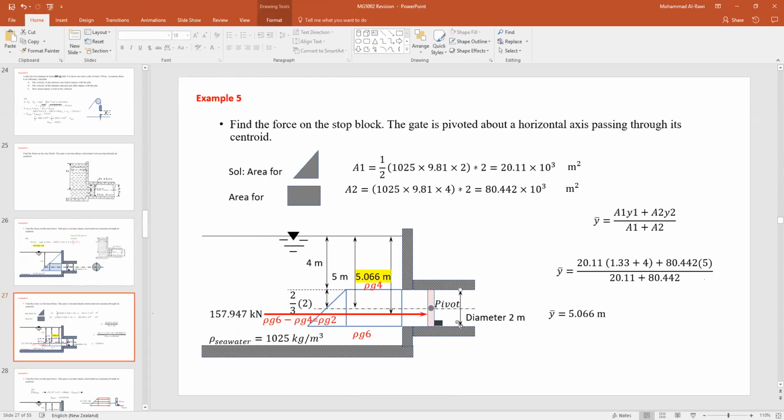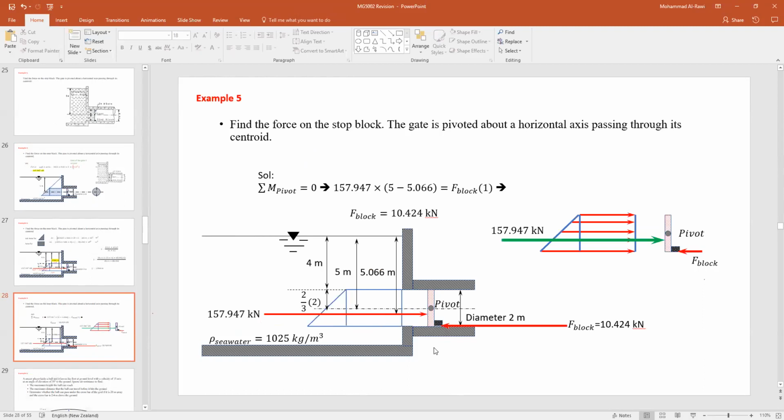I know it's getting too much. This kind of question takes a lot of space in your paper. That tiny distance is 0.066, because it comes from 5.066 minus 5 meters, and you get this small tiny distance. Now, that's not the end of the solution, because he wants you to find the force to stop the block, the force on the block.